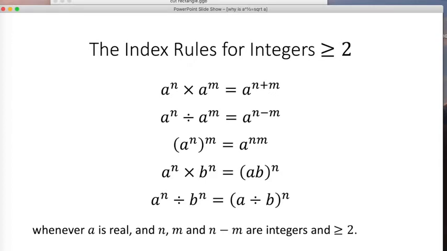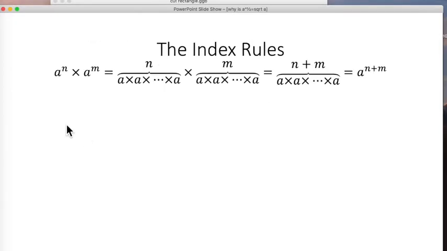Now, of course, these theorems are all extremely simple to prove. They all have simple one-line proofs. So let me just show you a couple of those. So this one here, a to the n, we've defined to mean n lots of a, multiplied by m lots of a, and that gives us n plus m lots of a, which accords with our definition of what a to the m plus n is.